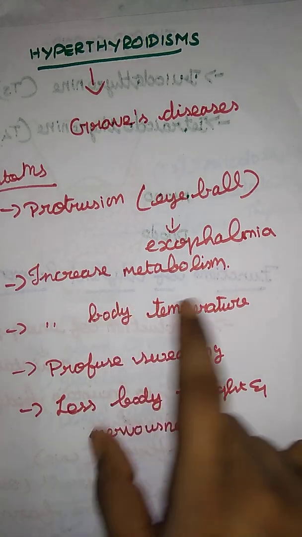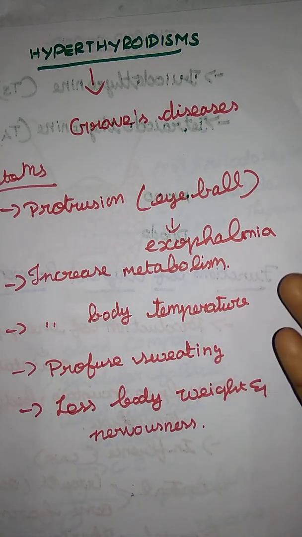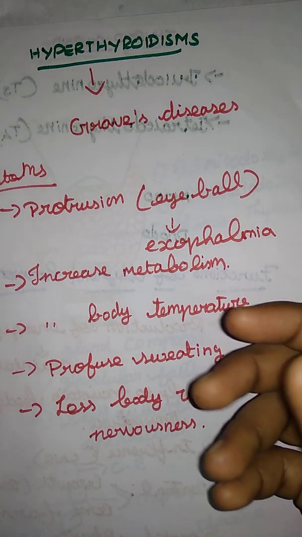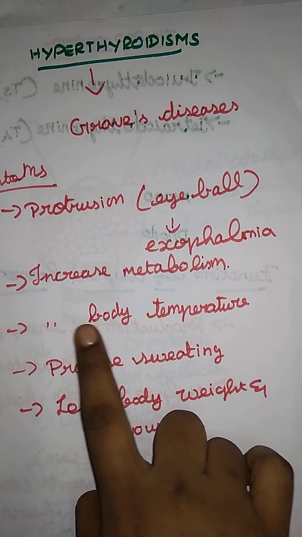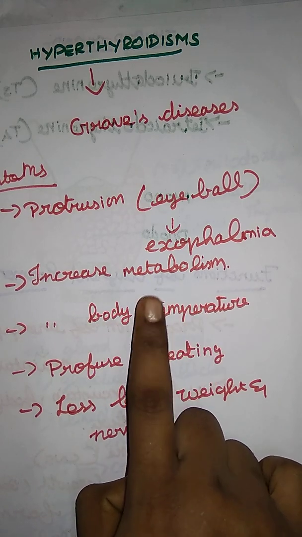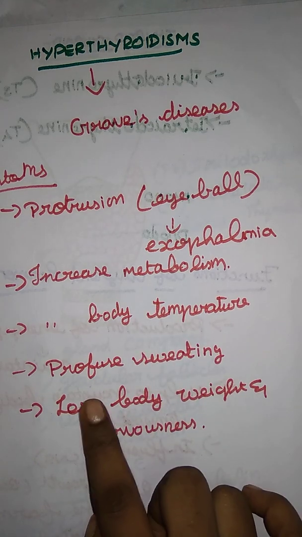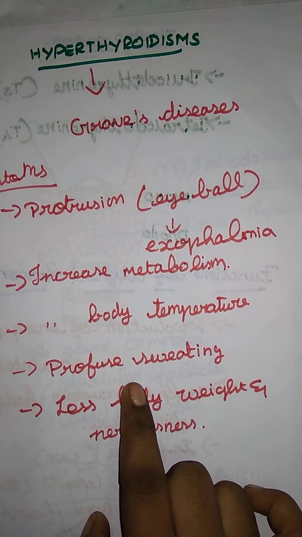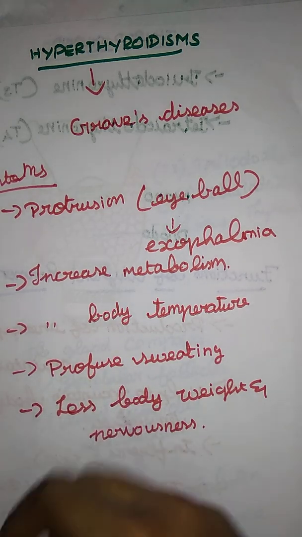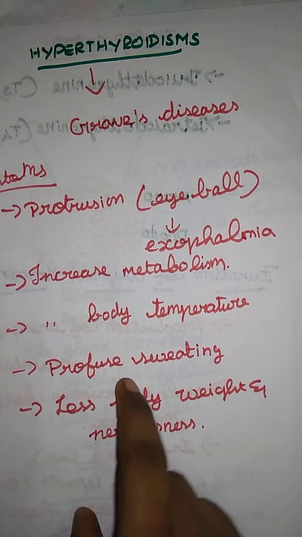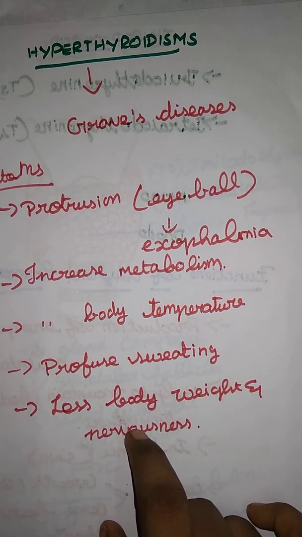Next one, increase in metabolism. We already said what is metabolism, anabolism or catabolism, just they are utilizing the energy and breakdown of energy. And next one, increase in body temperature. If they are having hyperthyroidism, they normally have increased body temperature. And next one, profuse sweating. Profuse means they are having an excess amount of, அதிகப்படியான sweatings இருக்கும். And next one, loss of body weight and nervousness.